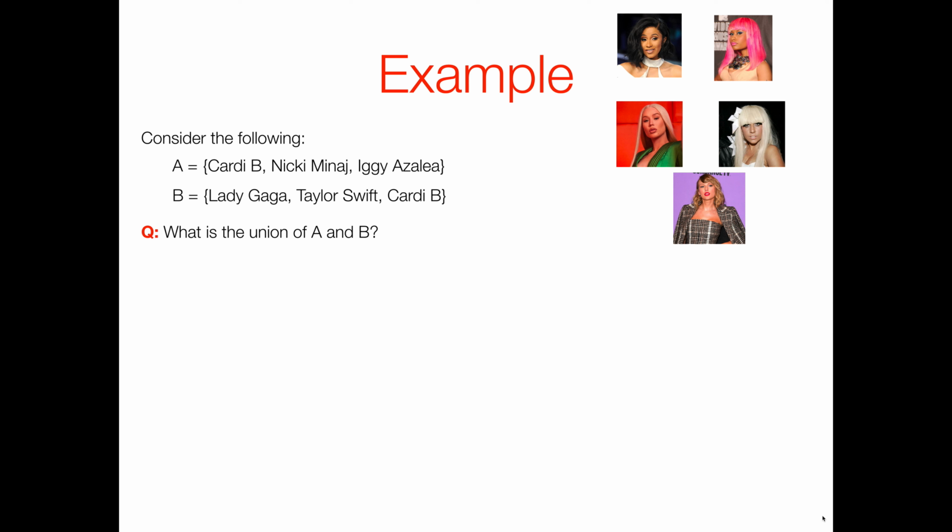What is the union of A and B? Remember, the union is it needs to be in at least one of these two things or both. So Cardi B, Nicki Minaj, Iggy Azalea, Lady Gaga, and Taylor Swift are all in at least one of those two events, so the union of A and B contains all of them.